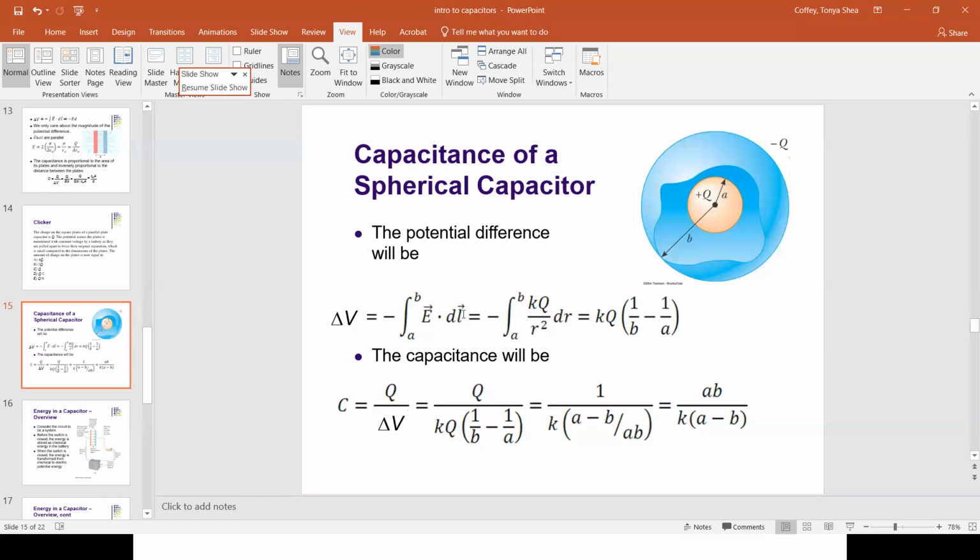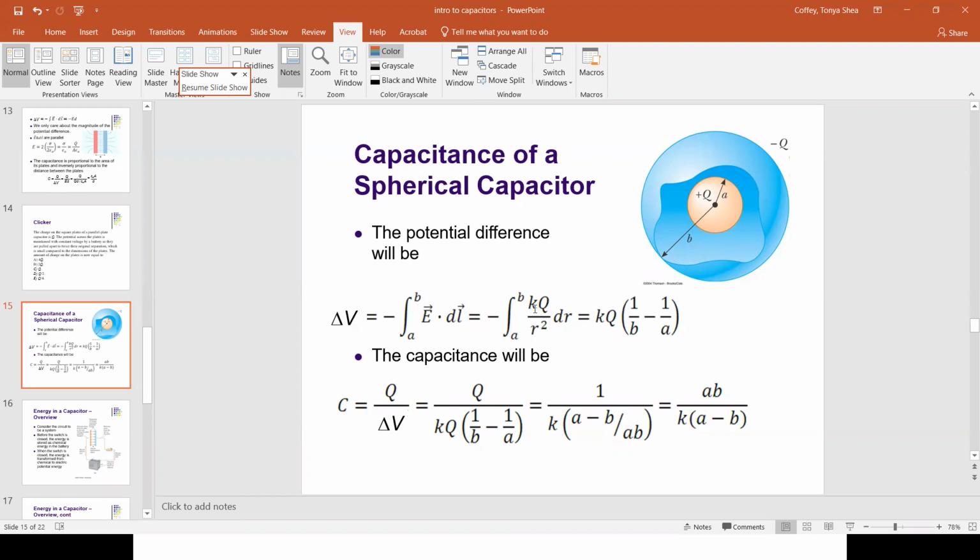So our dl here would be dr r hat. Now, yet again, in this case, our path, dr r hat, and our electric field, also pointing in the r hat, are parallel to one another. So that dot product gives us a cosine of 0, which gives us the 1, okay? And then we're just integrating negative kq over r squared dr, and we're integrating that from A to B.